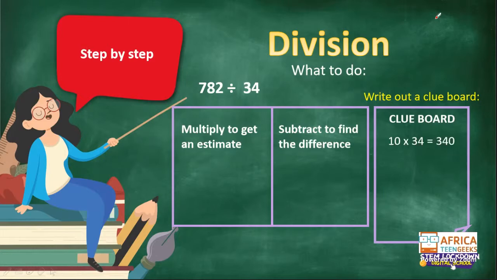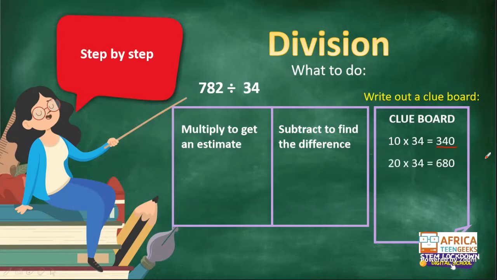Remember, now I'm just going to double. There we go, 20 times 34. And how do we get to that answer? We just double this answer. So what is 340 doubled? What is 340 doubled?